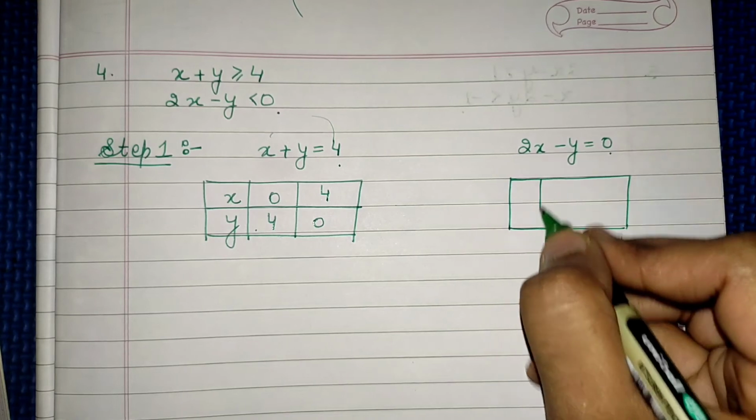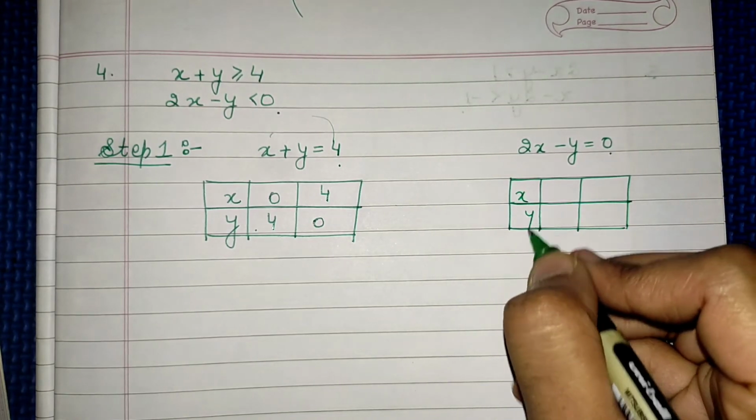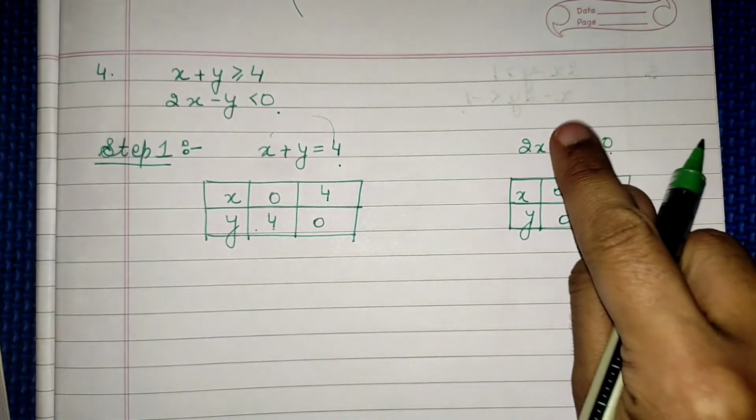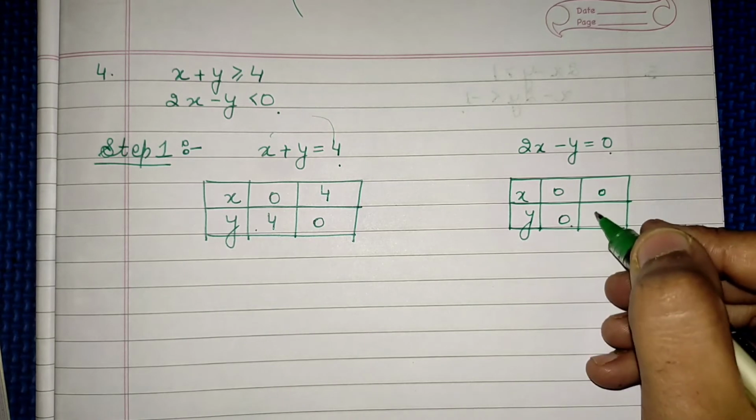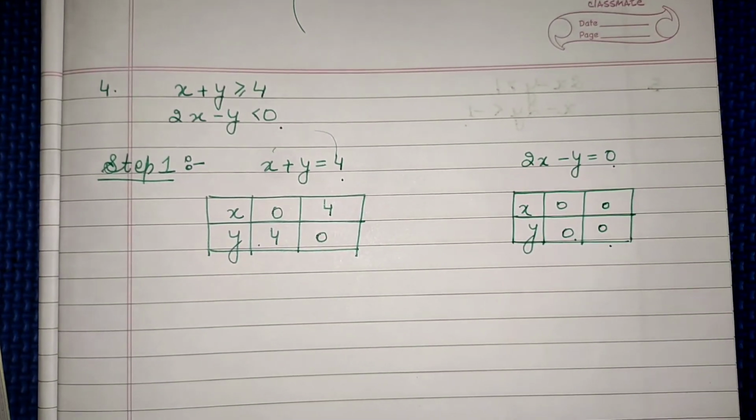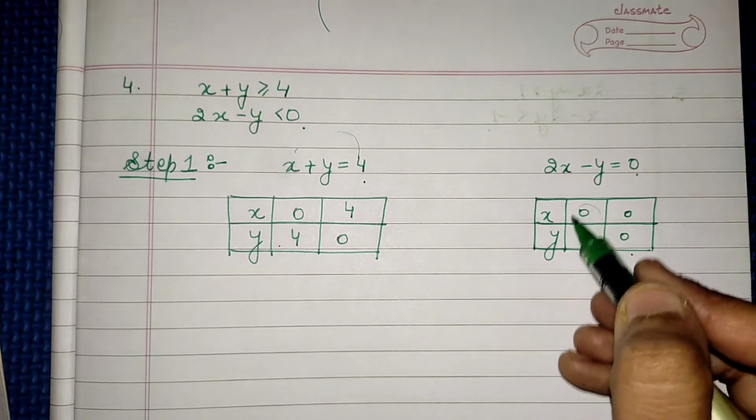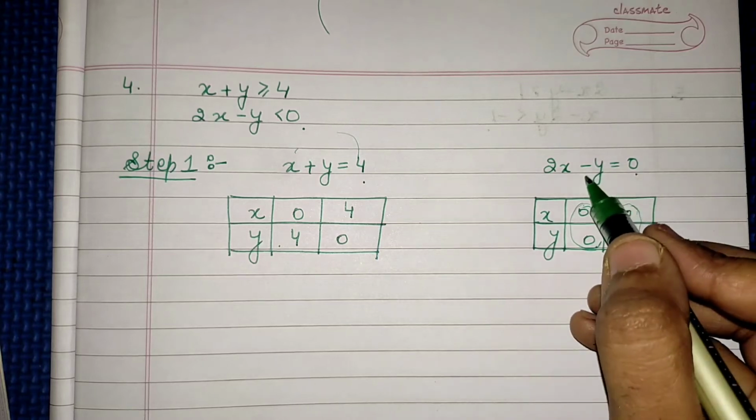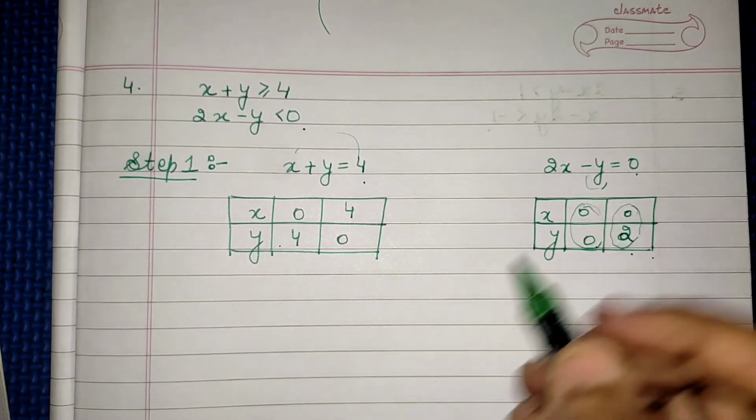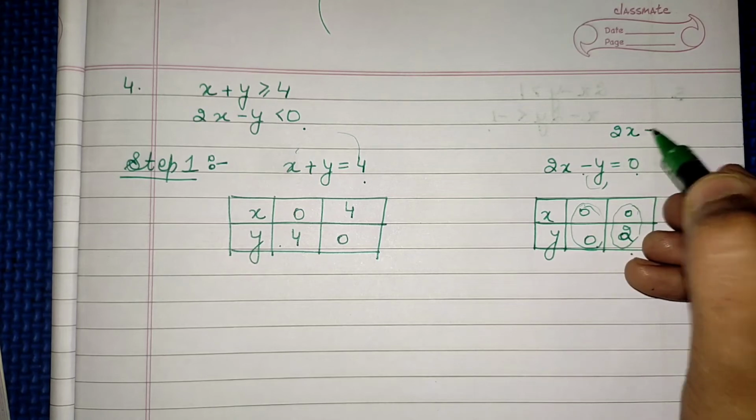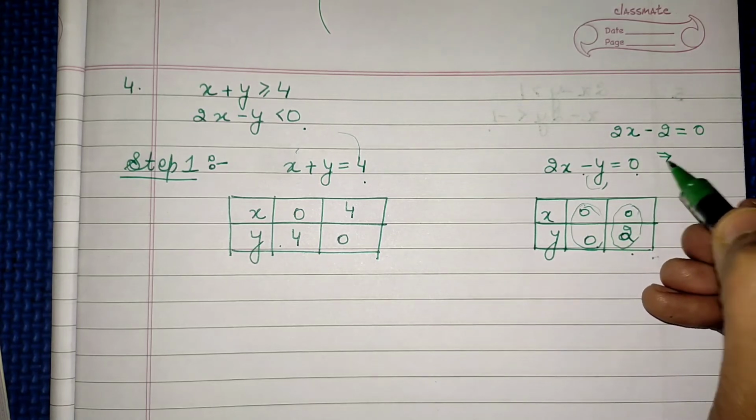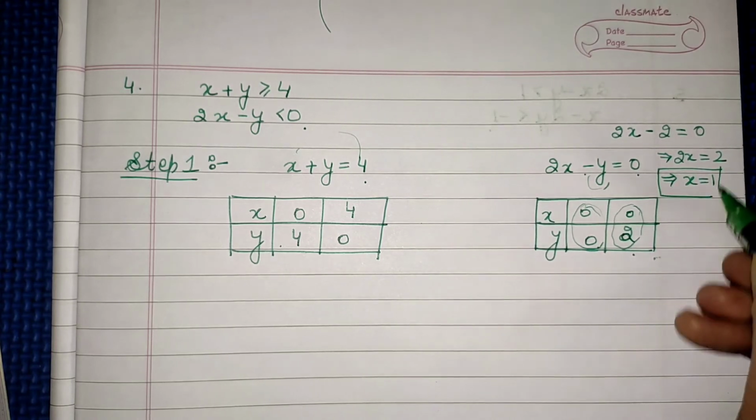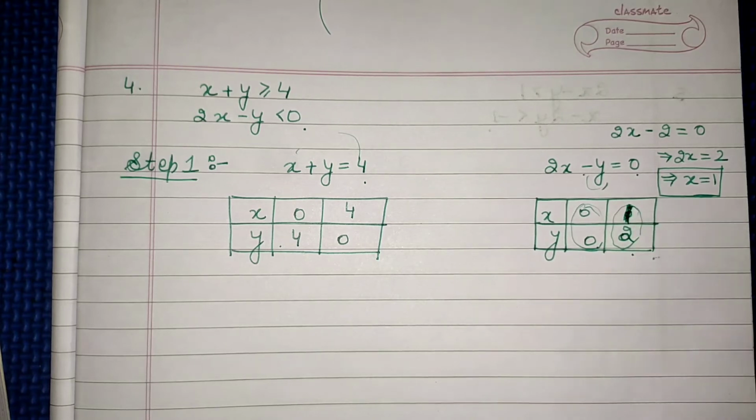Similarly here also, if my x is equal to 0, then my y will also be equal to 0. If my y is equal to 0, then my x will also be equal to 0. So this time I have to take some other points, because both times I am getting the same point, and by using the same point I cannot draw the line. So let us imagine that my y is equal to 2. If y is equal to 2, then 2x minus 2 is equal to 0. So 2x will be equal to 2, so my x will be equal to 1.